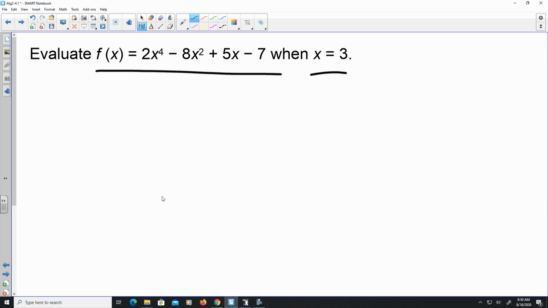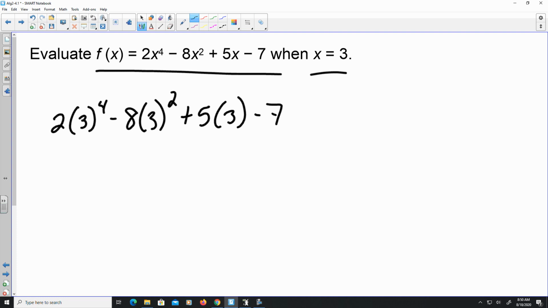So the first one is direct substitution. This is probably the method you're most familiar with, where you just substitute 3 in for x and then use order of operations to help you solve it. So from there, we got 2 times 3 to the fourth power minus 8 times 3 to the second power plus 5 times 3 minus 7.